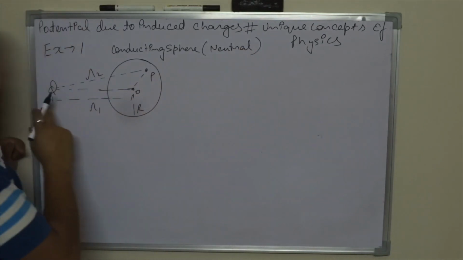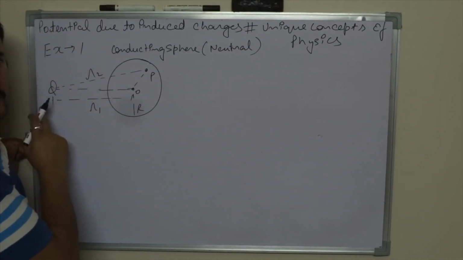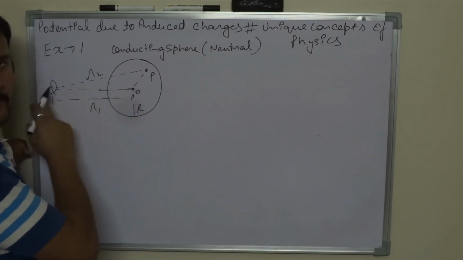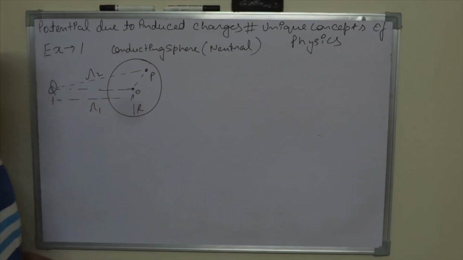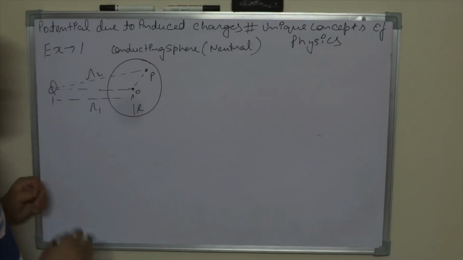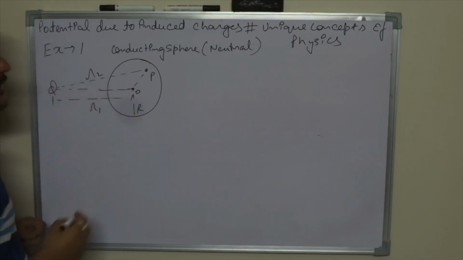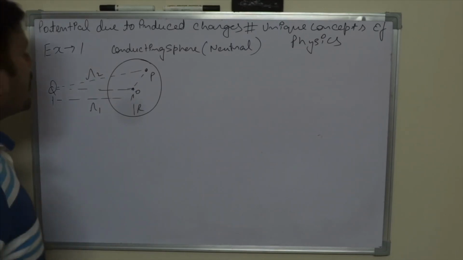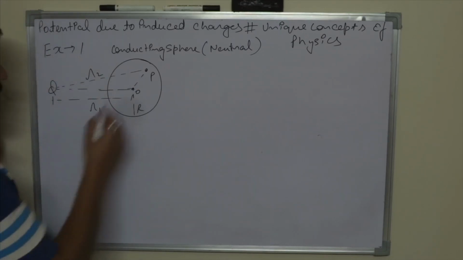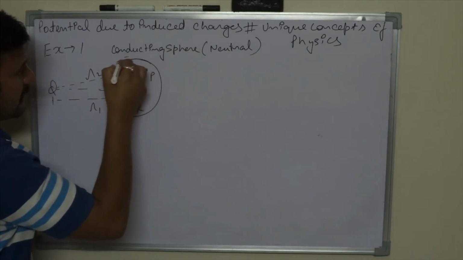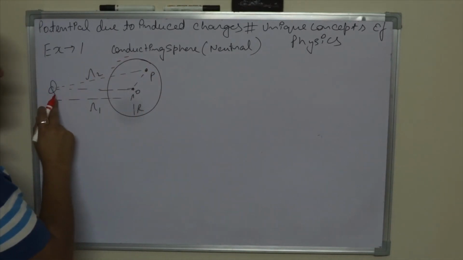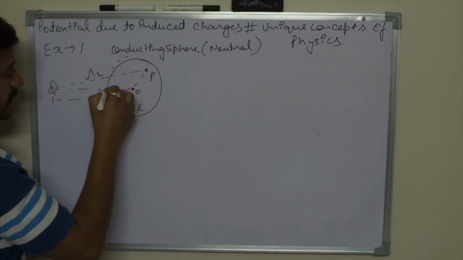and there is a charge Q which is kept at a distance of r1 from the center of the sphere, outside it. Now we know that due to this charge Q, there will be an induced charge appearing on this sphere, like that, if we assume Q to be positive.